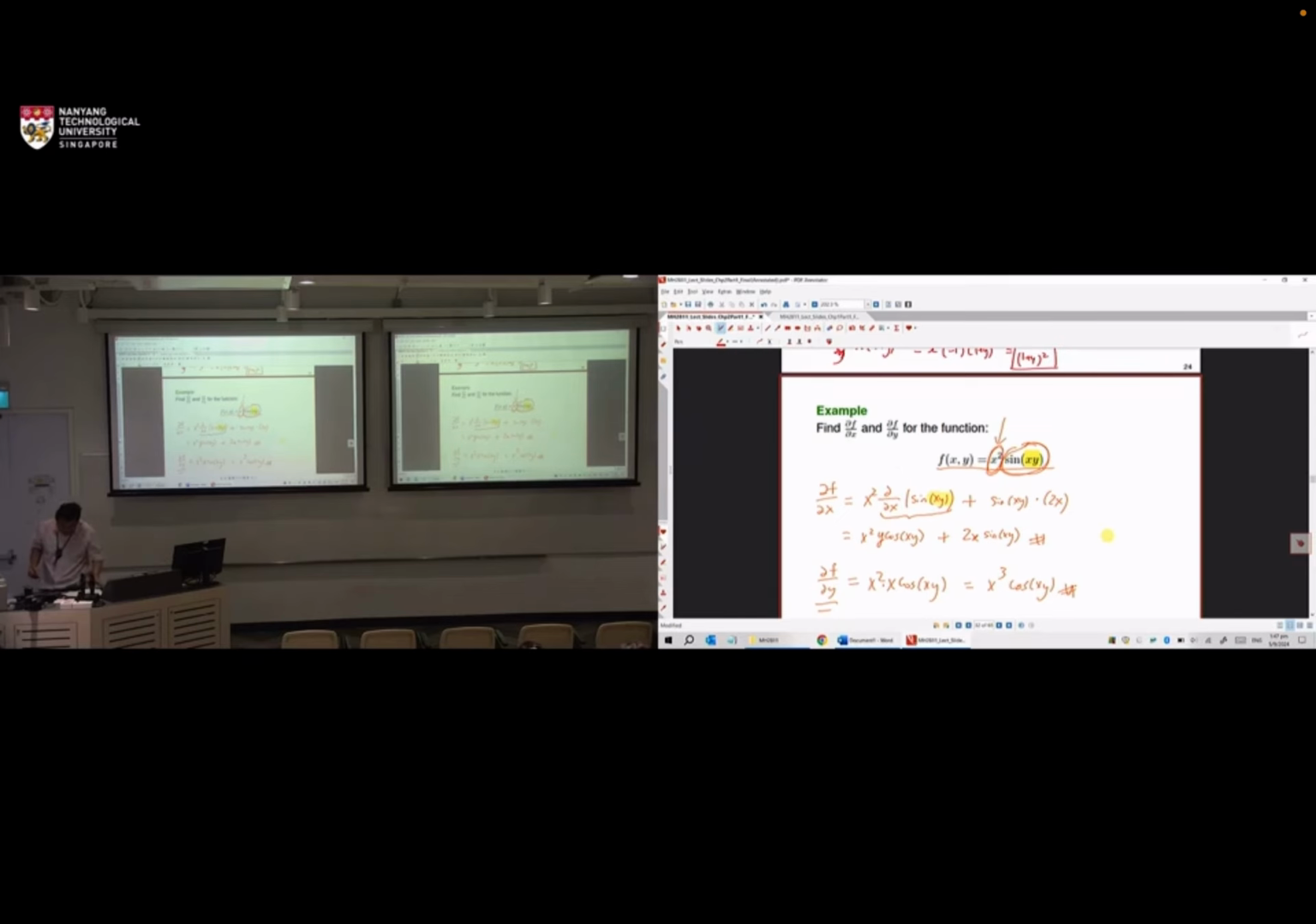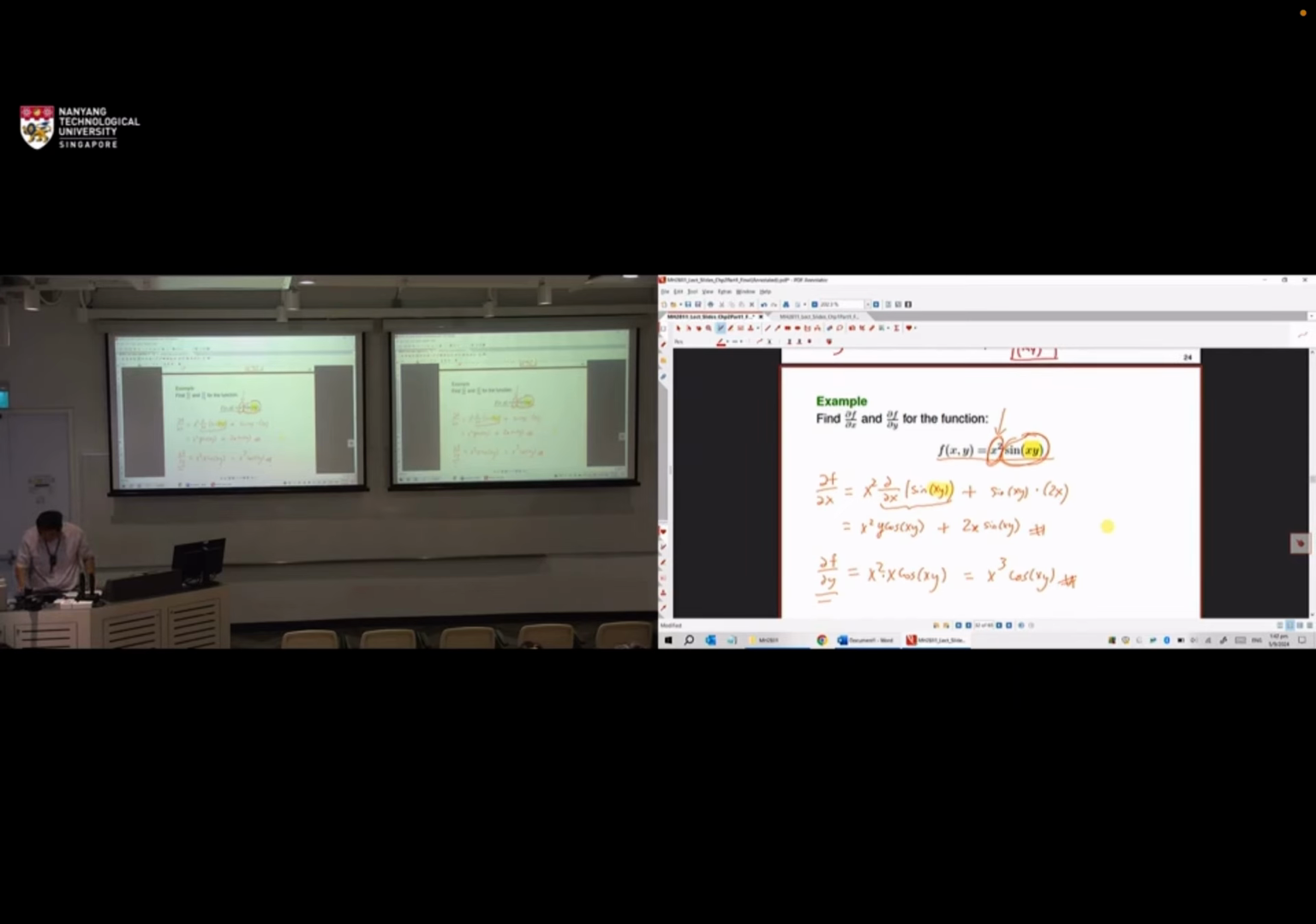Did I make a mistake here? Let me see. Wait, let me just, I take down x squared, and then I differentiate sine xy, I get cosine xy. Then I cover the trigo, I differentiate xy, I get x. Correct. This is correct, because you differentiate with respect to y. So you differentiate the xy, differentiate the y, you're left with the x only. So you put another x here. So it's x squared times x. Then you simplify it. You get x cubed cosine xy.